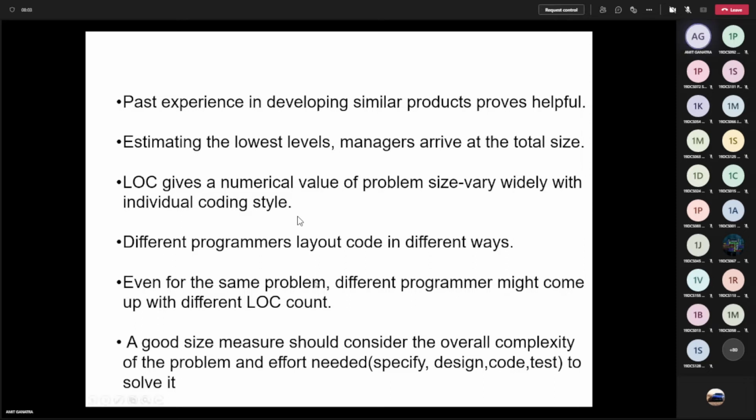Another important thing is what? Any good size measure should not only focus on line of code or coding. Coding is only 10% of your software development lifecycle in terms of effort. The most important phases are what? The SRS, which means your analysis, design, and testing. So a good size measure should consider the overall complexity of the problem and the effort needed in terms of specification, design, code, and testing, not only coding but all 4. Like analysis, design, coding, and testing to solve any problem. You should not only consider coding. Here we consider only coding, and we are not considering the specification, design, and testing parts.